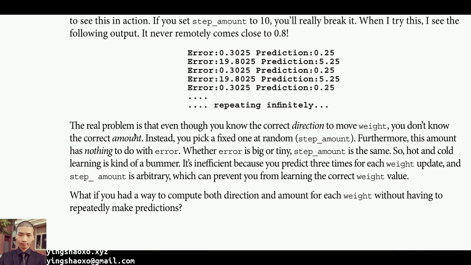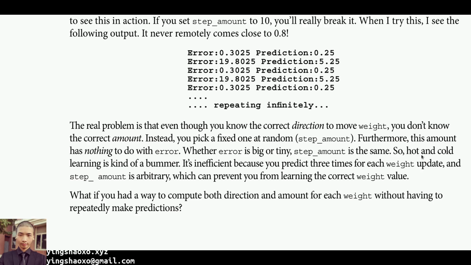The real problem is that even though you know the correct direction to move the weight, you don't know the correct amount. You don't know how much value you should add or subtract. Instead, you pick a fixed step amount at random. Furthermore, this amount has nothing to do with error. Whether error is big or tiny, the step amount is the same.